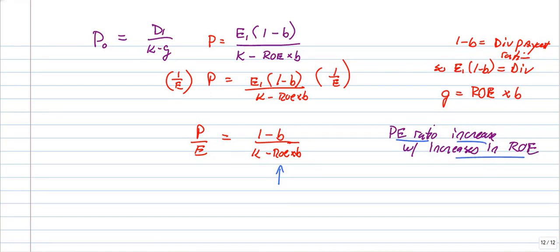That makes sense. If the managers can earn a higher rate of return on the investments that they're making, then that should translate into higher stock prices. Higher PE ratios reflect the fact that investors are optimistic about that firm's ability to continue growing.